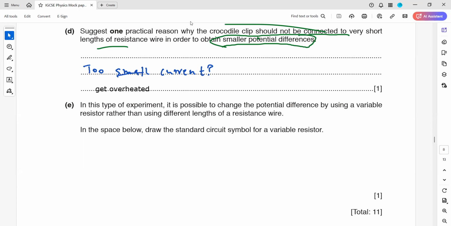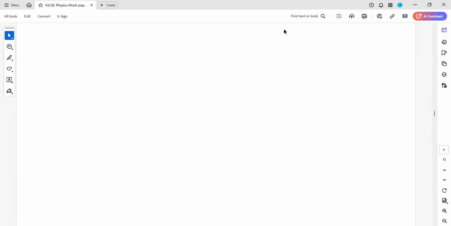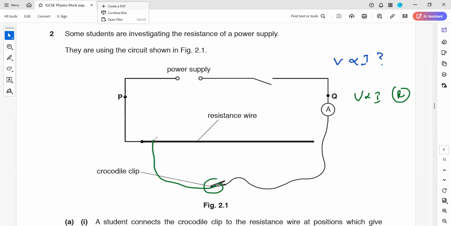Look, what will happen? If you want a small potential difference and you connect this crocodile clip here, look, voltage is directly proportional to current if the resistance is constant. But what is happening in this question, the resistance is not constant. If I connect a crocodile clip here, it's a shorter length, so resistance will be less, the current will be high. So here resistance is not constant.